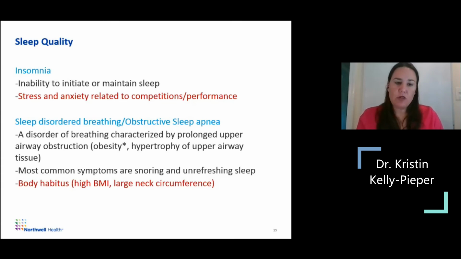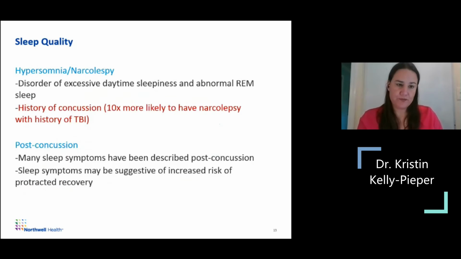Sleep disordered breathing, or what people commonly refer to as obstructive sleep apnea, is a disorder of breathing where there's prolonged upper airway obstruction. Most commonly in the age groups we're talking about, that is related to obesity, but can also be related to some upper airway anatomy. Most commonly, the symptoms of this would be loud snoring and also unrefreshing sleep. So some of our athletes, particularly ones who have certain body types like a high BMI or large neck circumference, classically associated with either football or rugby players, might be at increased risk for sleep apnea.